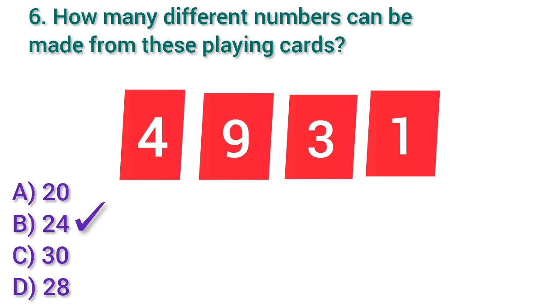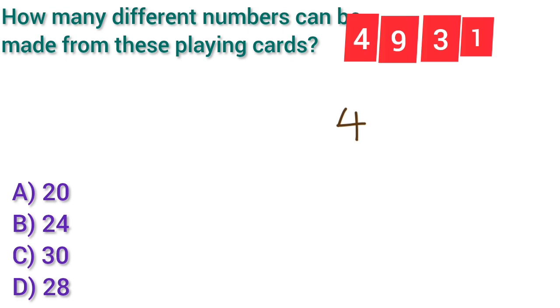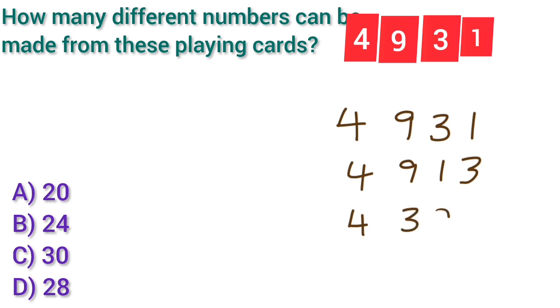The correct option is 24. Let's see the solution. Starting with the number 4, remaining we have 9, 3, 1. If you start with 9, so 9, 3, 1. If you start with the same 9, so which is 9, 1, 3, isn't it? Same like that. If you start the second number as 3, then you have 9, 1. If you start the second number as 3, you have 1, 9.